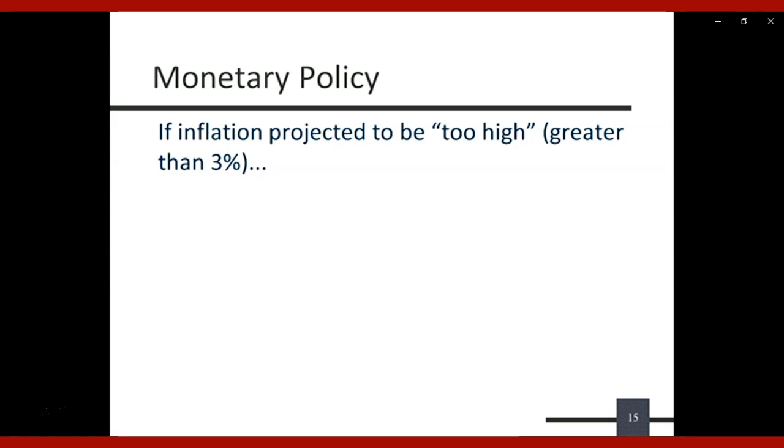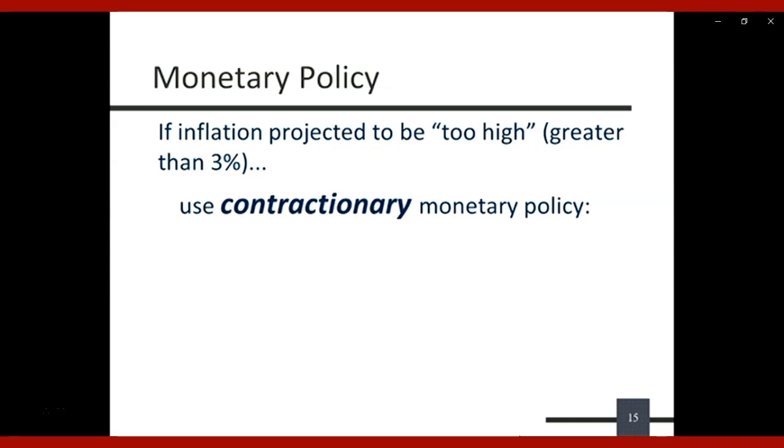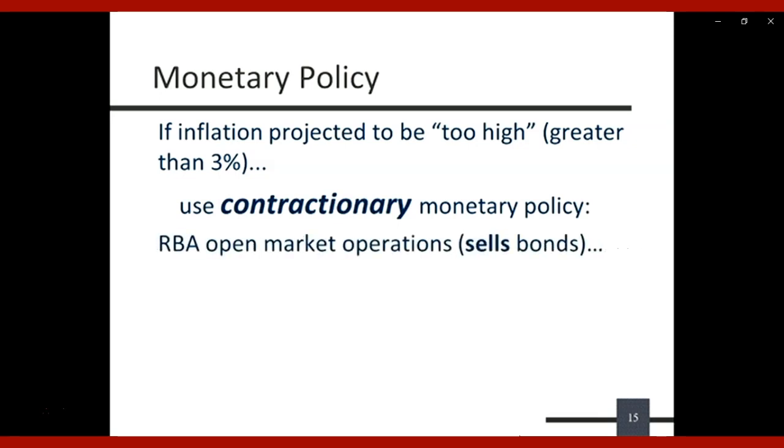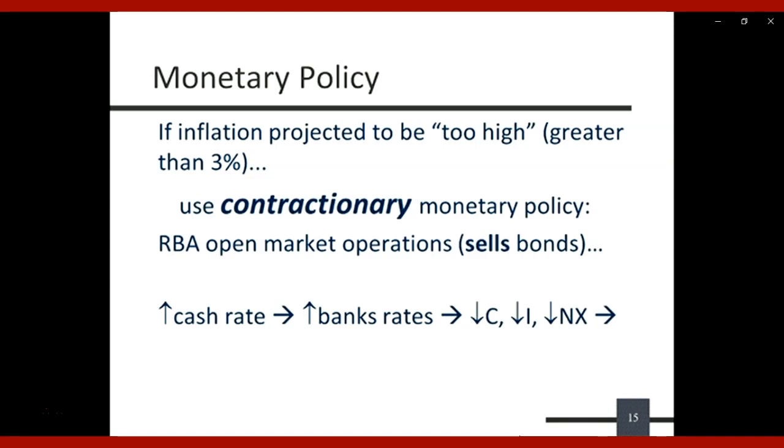So what can we do? We will use contractionary monetary policy. We will try and contract expenditure in the economy so that there will be less pressure on prices to rise. How do we do it? We use our open market operations. We will sell bonds to the banks so that the cash rate rises. The cost of borrowing money by the private banks rises. They pass on that higher cash rate that they have to pay to their customers, households and firms. So bank interest rates rise.